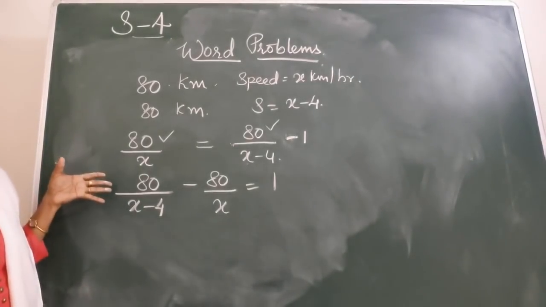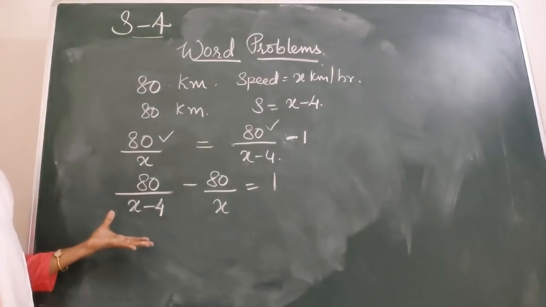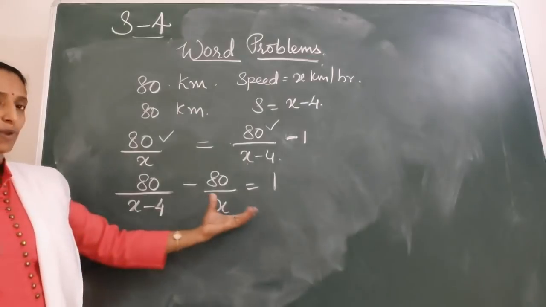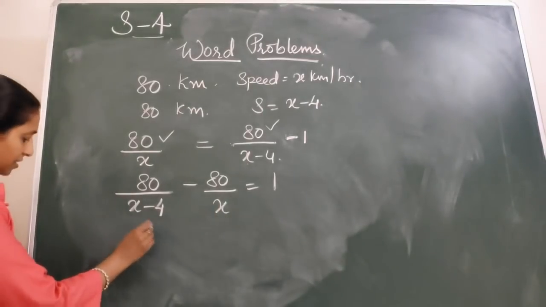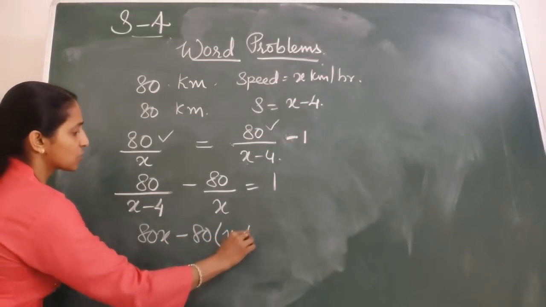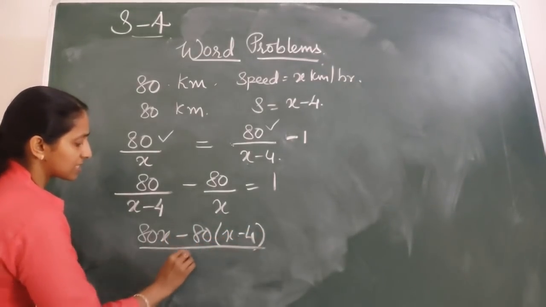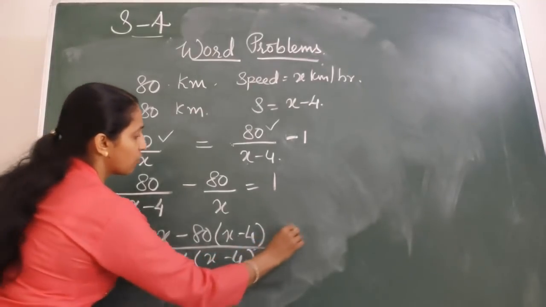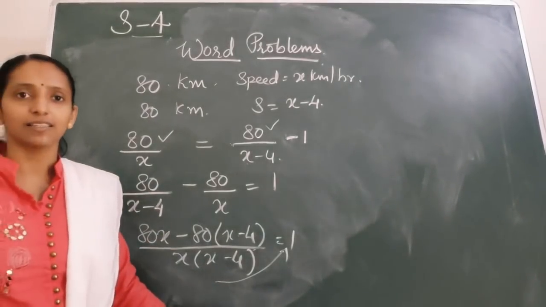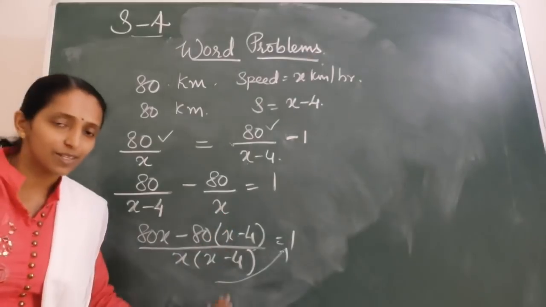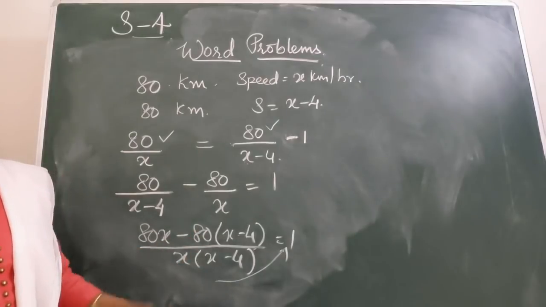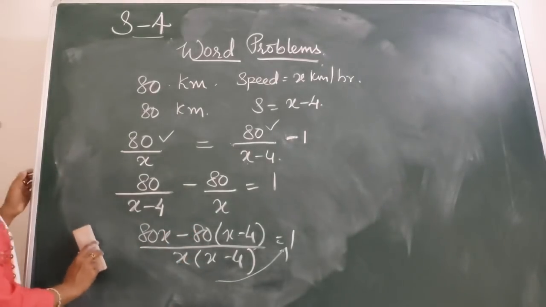Now you can simplify this equation and make it in the standard form. Then you can factorize it. I think you know how to simplify this. After taking out the LCM, you will get 80x minus 80 into x minus 4, and the denominator will be x into x minus 4, equal to 1. Now you can simplify it. After simplifying, you will get a quadratic equation. Make the quadratic equation in the standard form, ax square plus bx plus c equal to 0. Then you can simplify it.